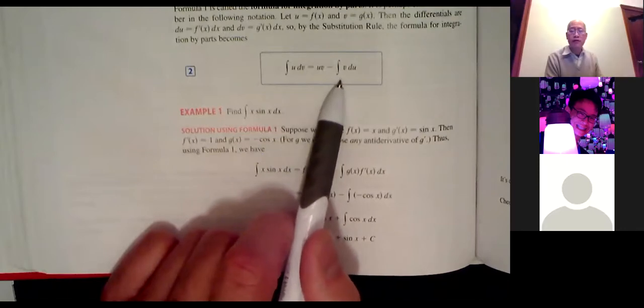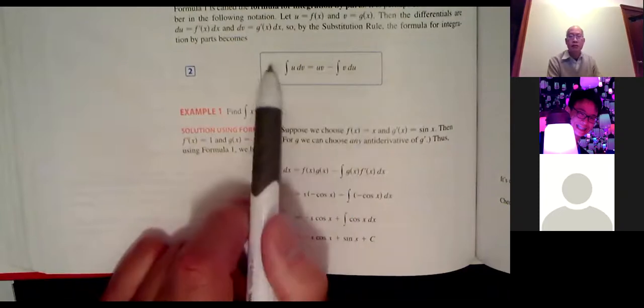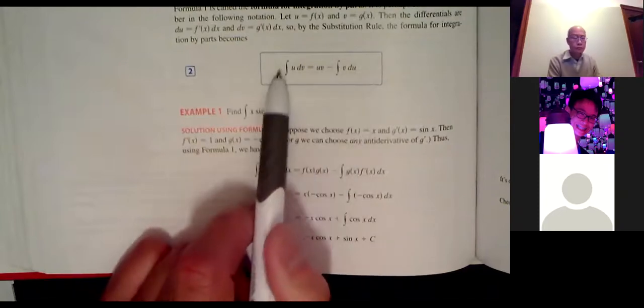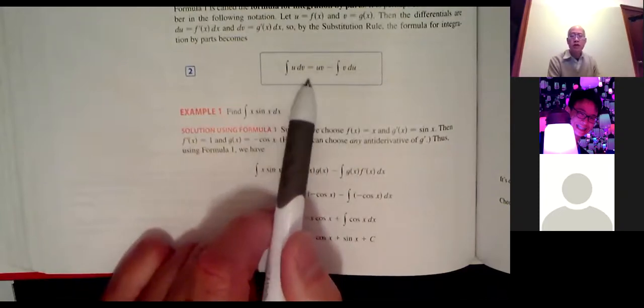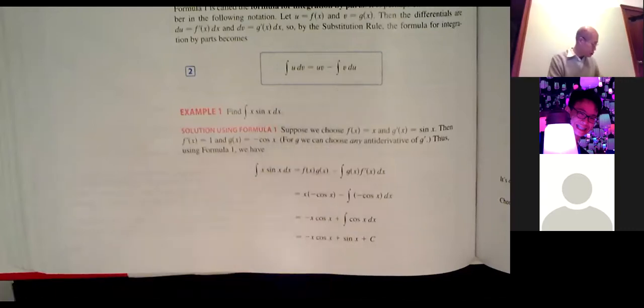Yes, I agree. If you've never seen this before, you say, huh? What are you talking about? Okay, so don't worry about that right now. Go ahead and get the formula down. Integral of u dv equals uv minus the integral of v du.